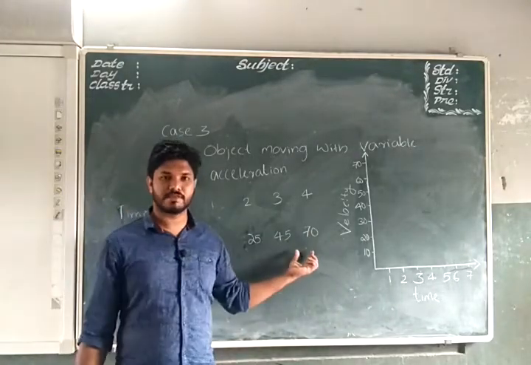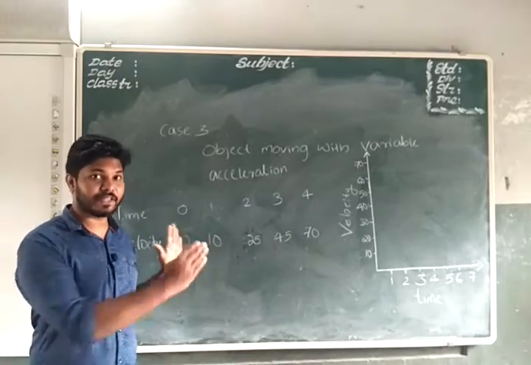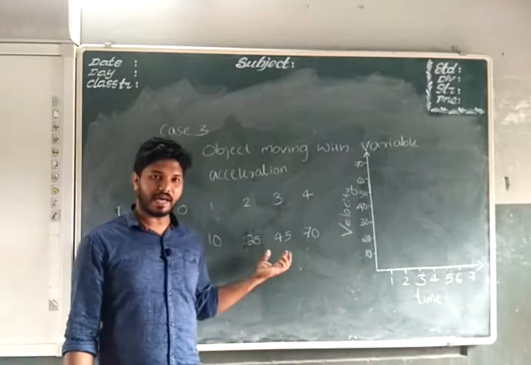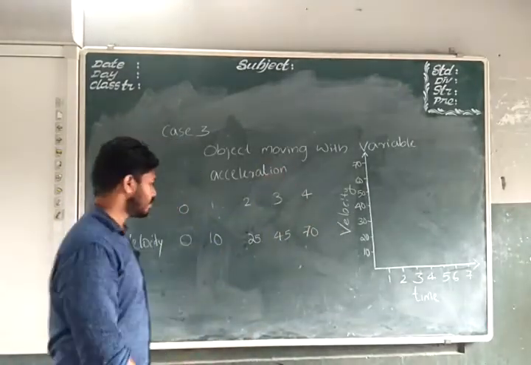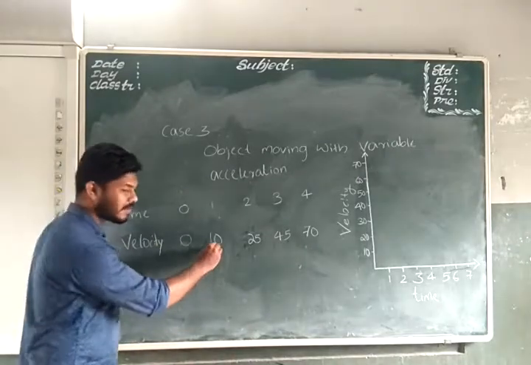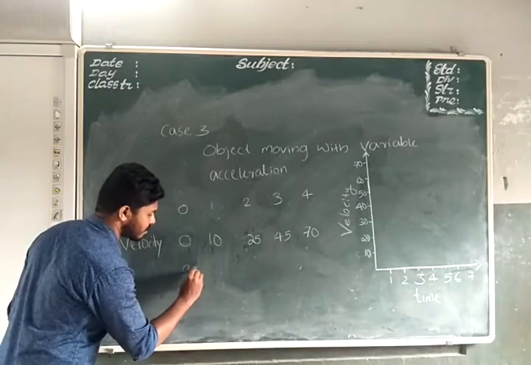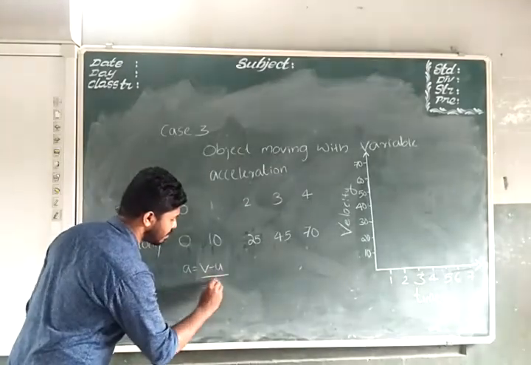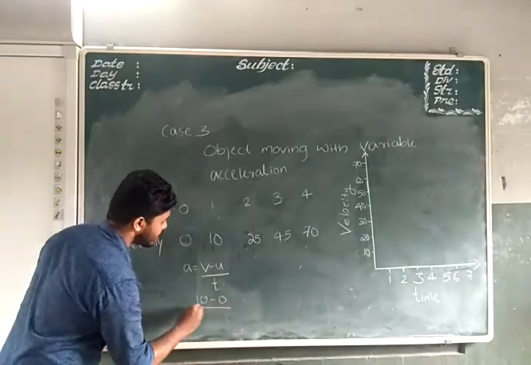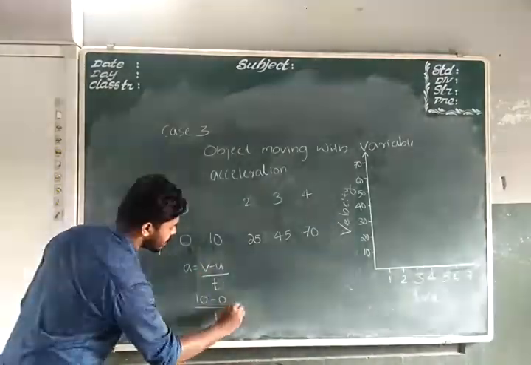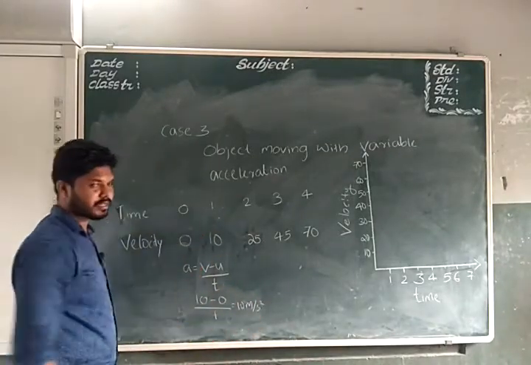So there is a difference in the velocities, and hence there will be a change in the acceleration too in each case. See here, we can take the acceleration. This is the final velocity, this is the initial velocity. So here the equation of acceleration is v minus u divided by t, that is 10 minus 0 divided by 1 is equal to 10 meter per second square. Here it is 10 meter per second square.